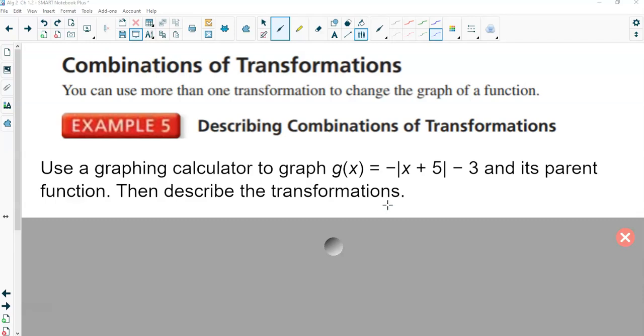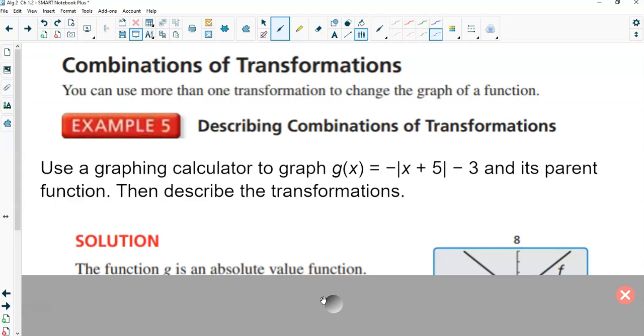Okay, here is our last objective, a combination of transformations. Instead of just doing one transformation at a time, we're going to do a set of transformations and describe that combination of transformations. Look what happened. Use a graphing calculator to graph g of x equals the opposite of the absolute value of the sum of x plus 5, and then take away 3, and its parent function, then describe the transformation.